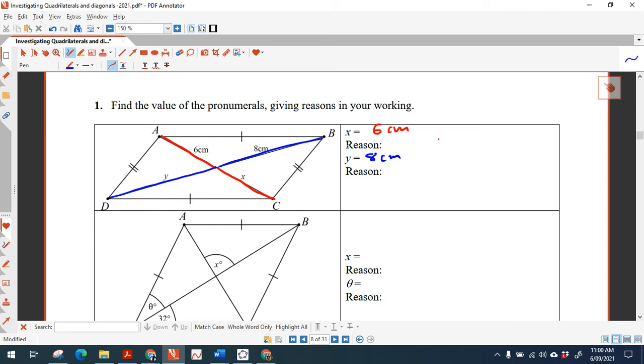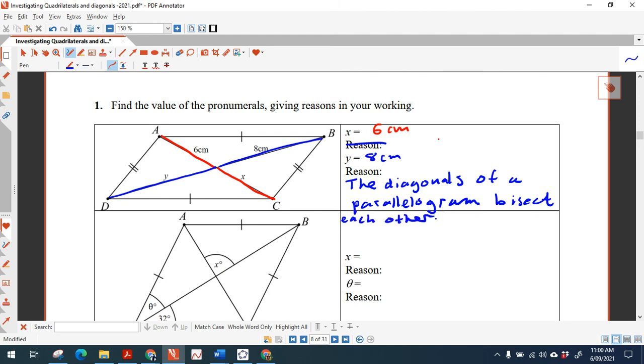So the reason for both of them, I won't put a reason here, I'll just put down: the diagonals of a parallelogram bisect each other. Okay. All right, let's move on to the next one.